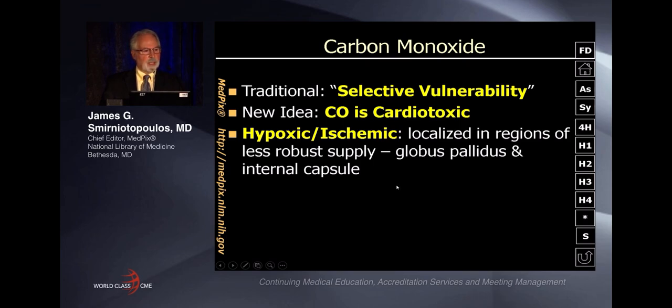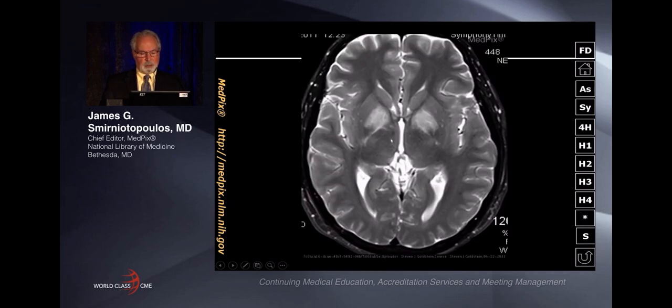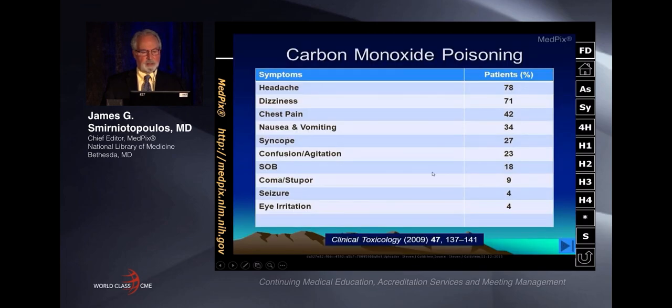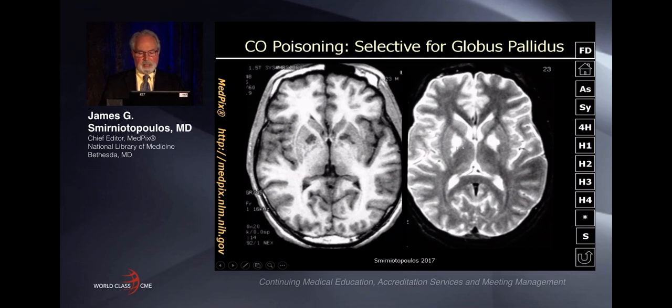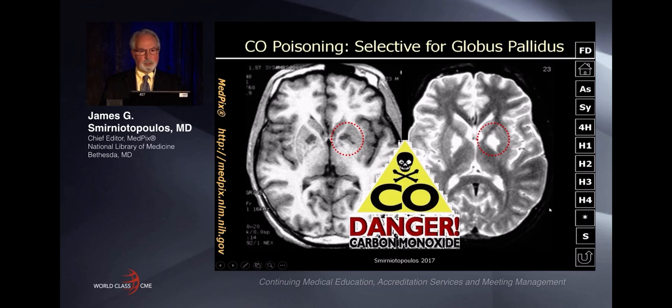And that area of the brain has a little bit more tenuous blood supply compared to the rest of the brain. So again, here you want to notice and highlight that it's also the white matter of the internal capsule that is involved in this patient with carbon monoxide intoxication. So patients with CO intoxication may appear to be intoxicated. They may actually appear to have ingested alcohol. They have headache, dizziness, etc. Carbon monoxide, again, is selectively toxic for the medial lenticular nucleus, the area of the globus pallidus.